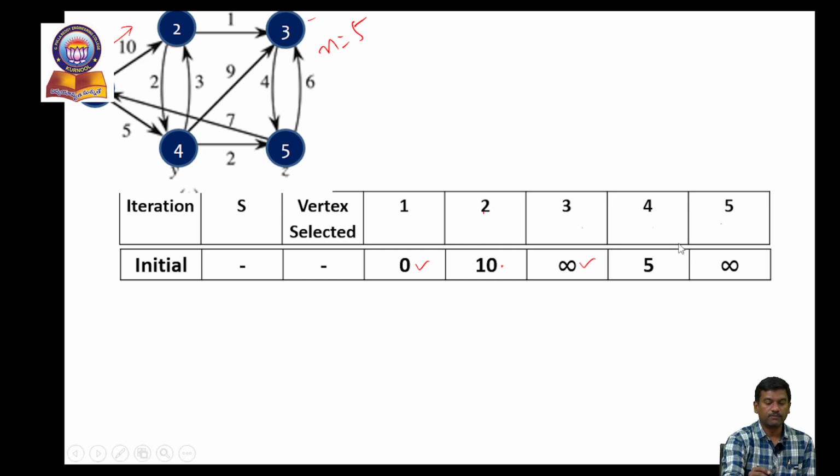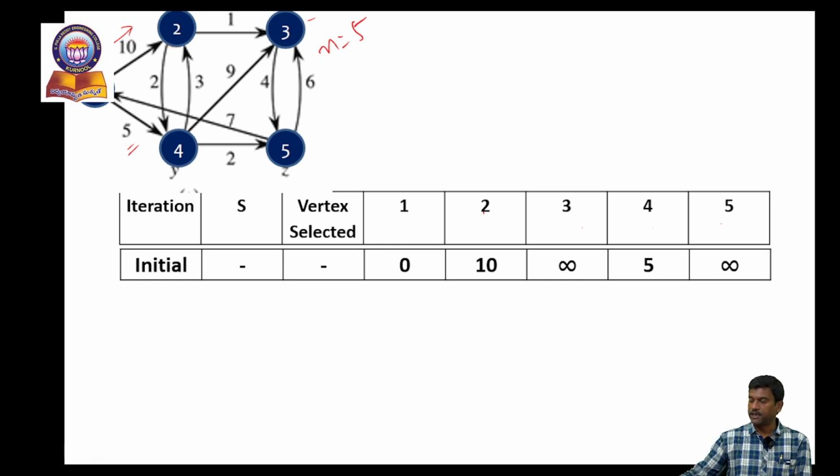And from 1, we can reach 4 with the cost equal to 5. The same thing has been represented. And from 1, there is no direct edge that has been connected to 5. From 1 to 5, if there is no edge, then infinity has to be kept. So that is the purpose where during your initial iteration, the values of the distance matrix will be equal to 0, 10, infinity, 5, infinity.